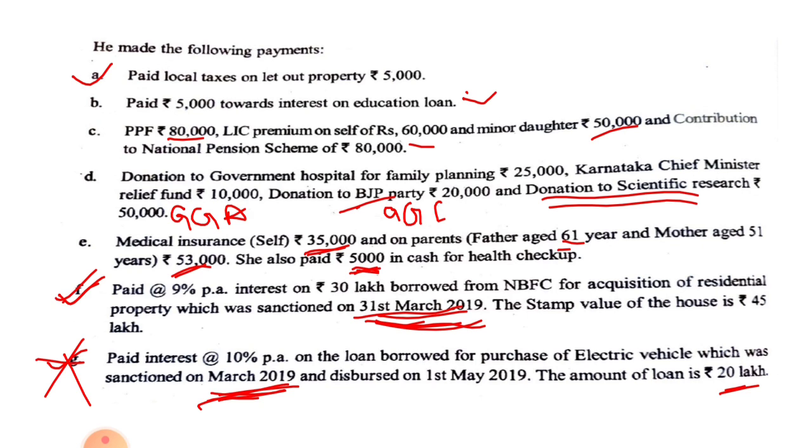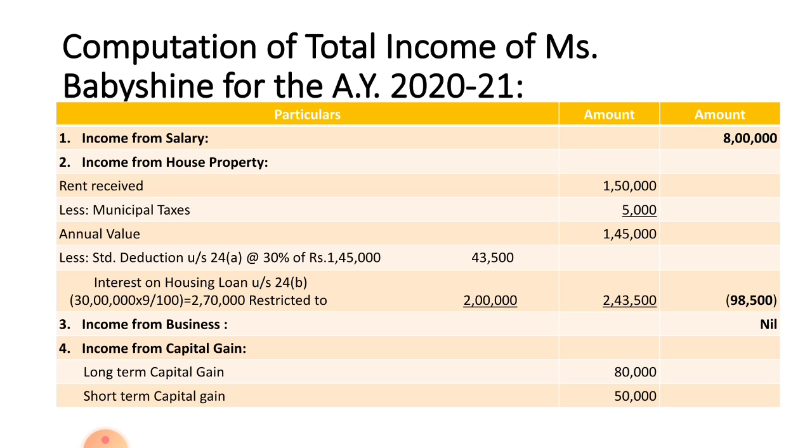Okay. Let us solve this problem. It may come for 24 marks. Important, don't leave this problem. Work out this problem once to understand it. Computation of total income of Miss Baby Shine for the assessment year 2020-21. Three columns, you know how to draw.